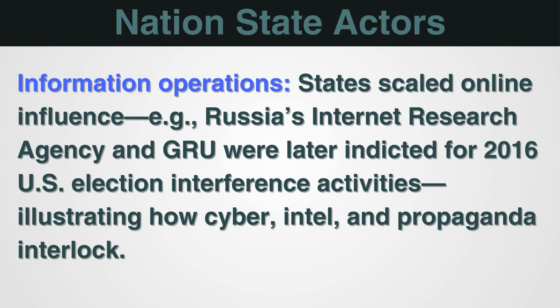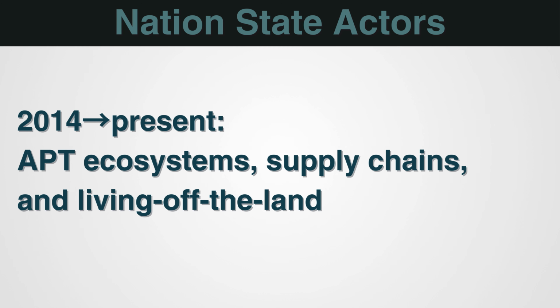Information operations, state-scaled online influence like Russia's Internet Research Agency and GRU, were later indicted for 2016 US election interference activities, illustrating how cyber intel and propaganda interlock. Then we have 2014 to present. We have APT ecosystems, that's advanced persistent threats, supply chains, and living off the land.